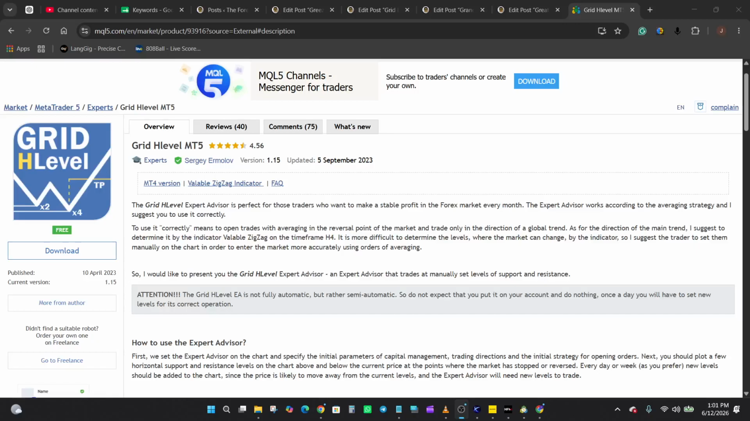Hello traders, in this review I'll be taking a look at the Grid HLevel EA for both MT4 and MT5.